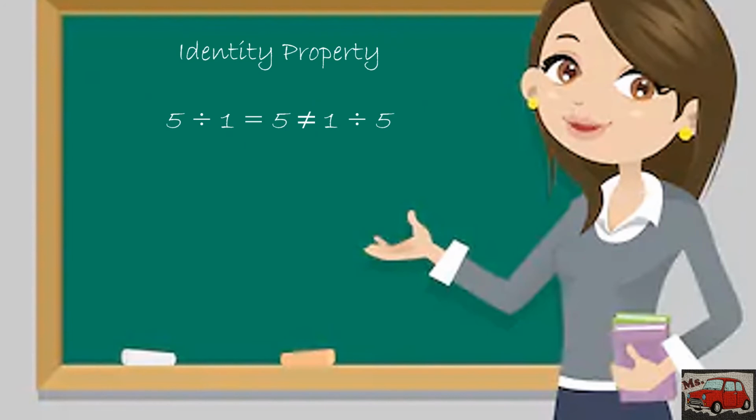5 divided by 1 is equals to 5. Pero pag binaliktad mo siya, or yung 1 dinivide ko sa 5, hindi siya equal to 5. So, walang identity property si division, unlike multiplication, na kahit baliktarin mo yung 1 tsaka 5, or yung 5 tsaka 1, parehas pa rin yung magiging sagot na 5.